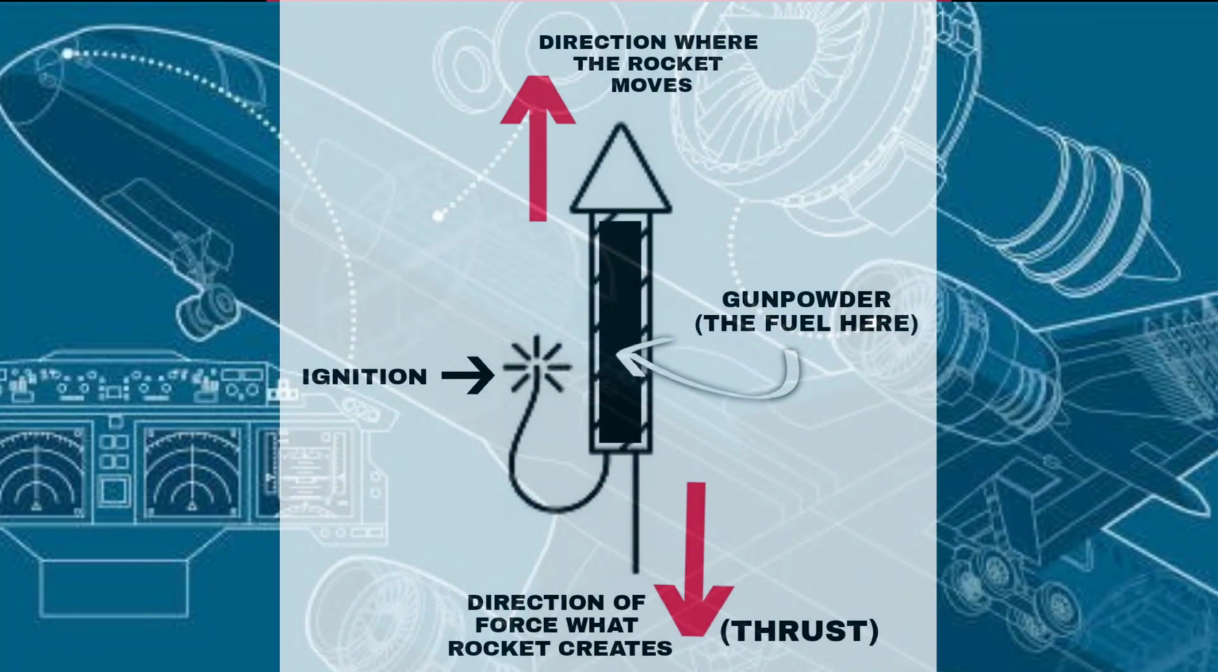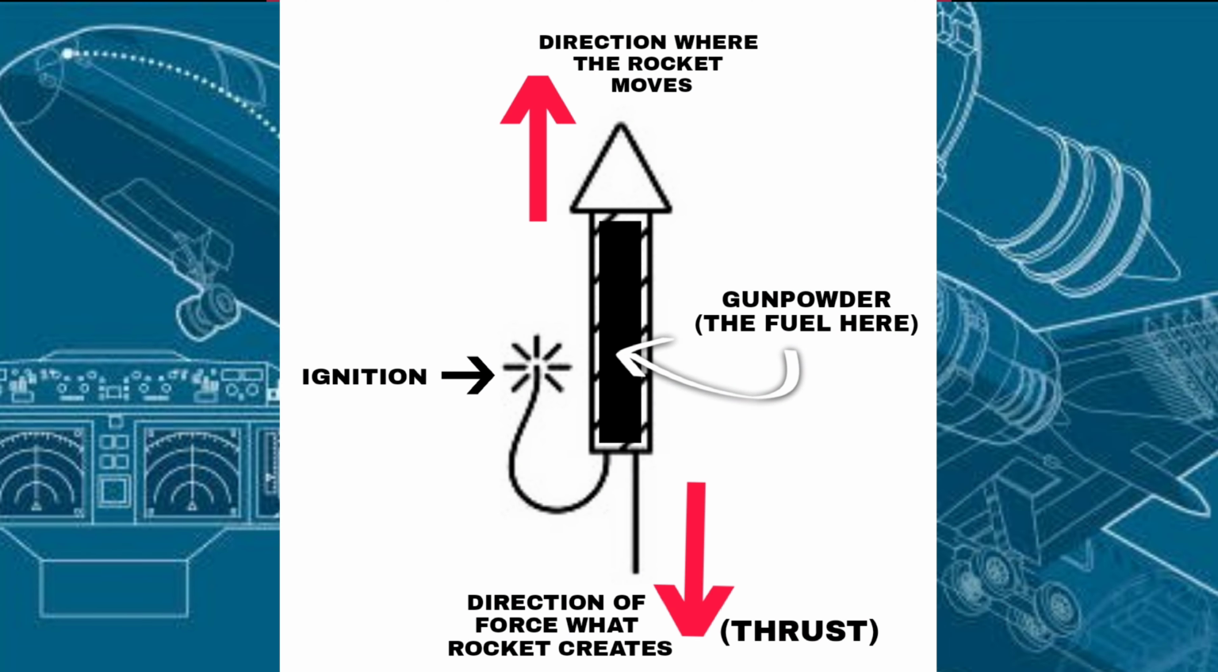Let me explain. Suppose the rocket here is the engine and the gunpowder in the rocket is the fuel in the engine. So basically we are comparing the engine with a rocket. So the fuel here resembles the gunpowder. Whenever we ignite the gunpowder, it creates a force downwards, but the rocket moves in the upward direction. This is what we call jet propulsion.